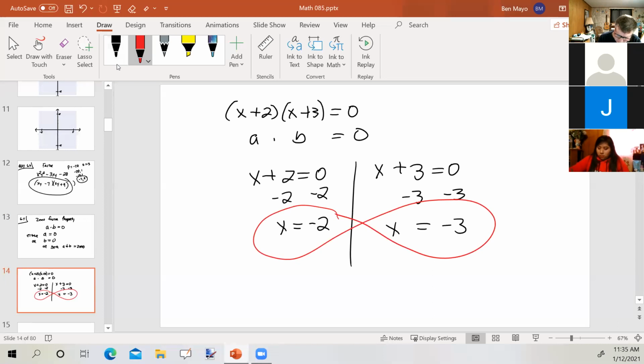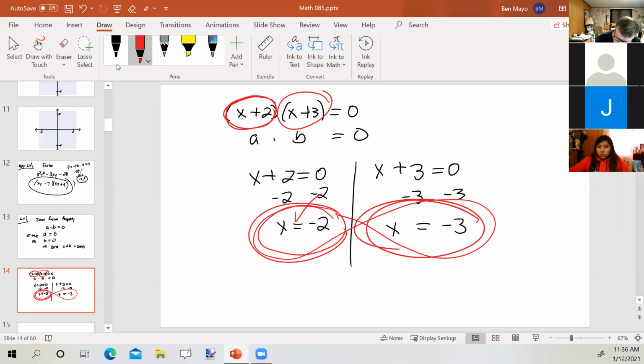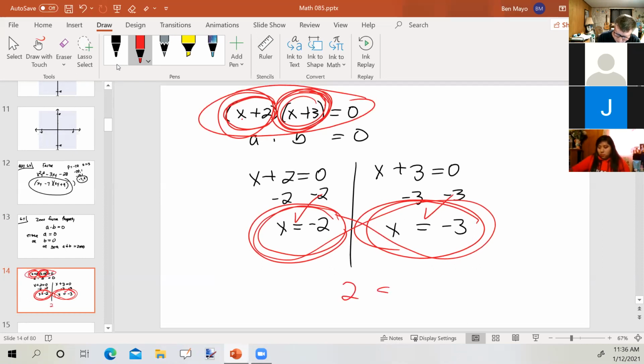Let's check them. Well, if x equals -2 and we put -2 in for x there, we'd have -2 plus 2, which is 0. And 0 times anything would equal 0. So that one checks. If we take x equals -3 and we put it in that factor, we get -3 plus 3, which is 0. And anything times 0 is 0. So that one checks. So for this equation, we have two solutions.